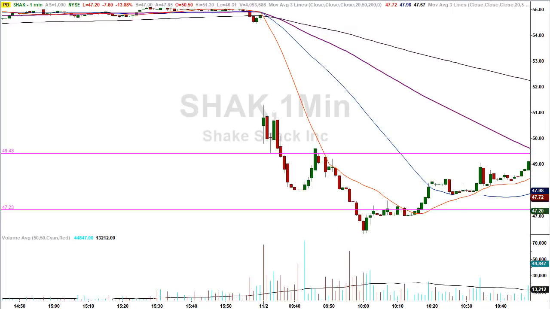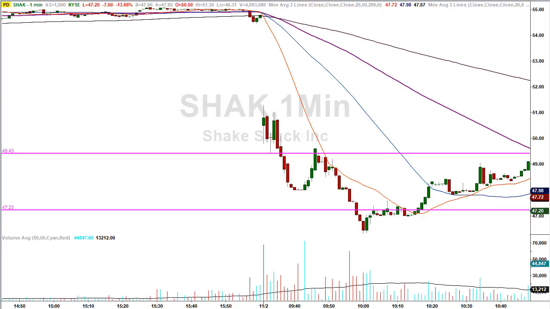The first one we're going to look at is Shake Shack, and here's a 1-minute chart because this is the best way that I can explain and display the magnitude of what happens more often than you would think. So the stock closes yesterday at $54.80. It's getting a haircut at the open. It opens lower and is trading lower.